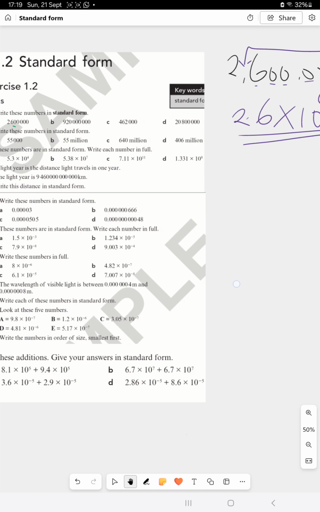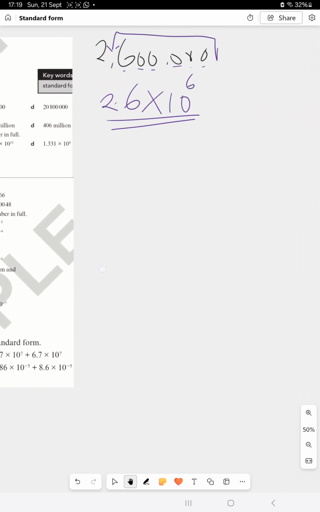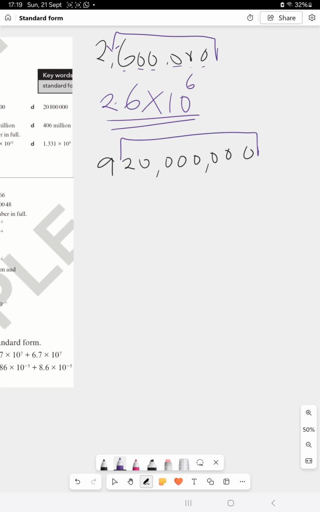Go to the second one. 920 million. We write this one in standard form. Bring the decimal from this point all the way to here. And therefore, I'll have 9.2 times 10 raised to, now we count again the numbers from here, 1, 2, 3, 4, 5, 6, 7, 8. Power 8. That's the standard form of that.